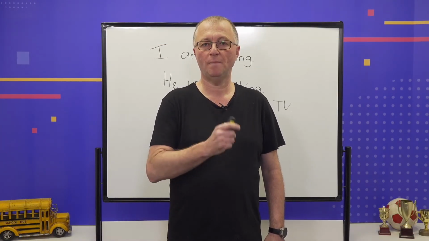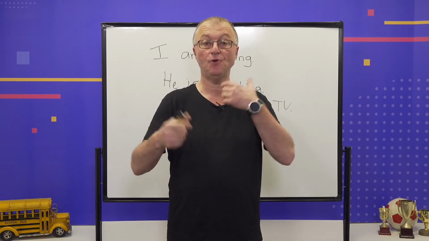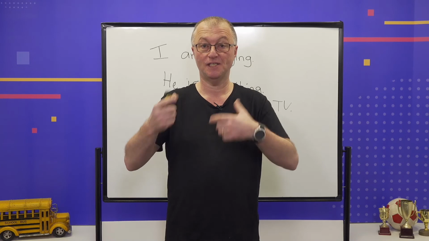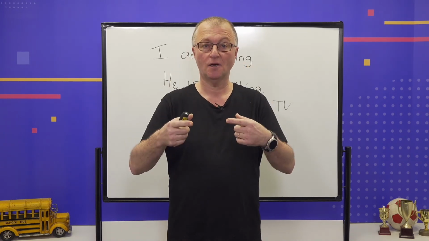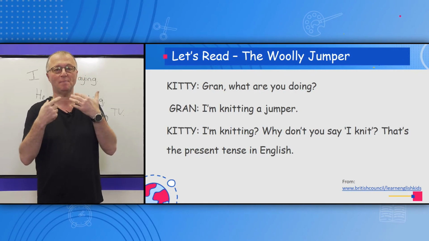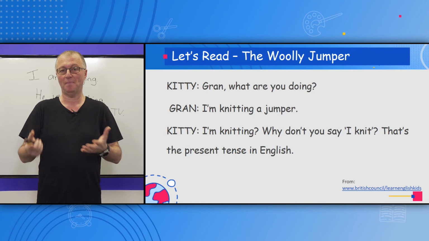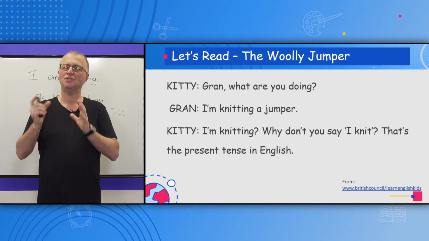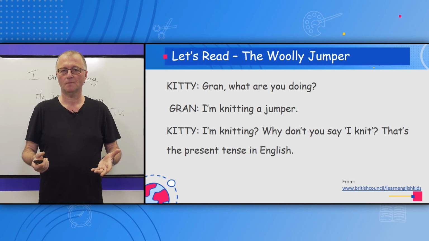So, we are back. We're now going to read the story. And if you want, when this lesson is over, you can go back to this part and do a dialogue with someone else. You can dress up as Kitty, or you can dress up as Gran, and you can play the parts. I will try and do it in two voices, and let's see how it goes.